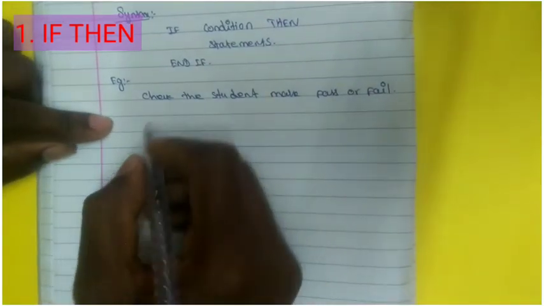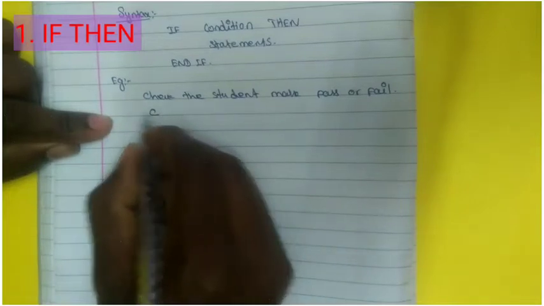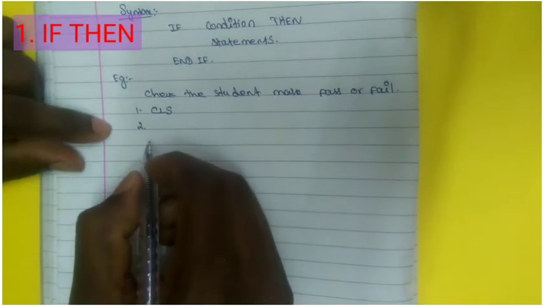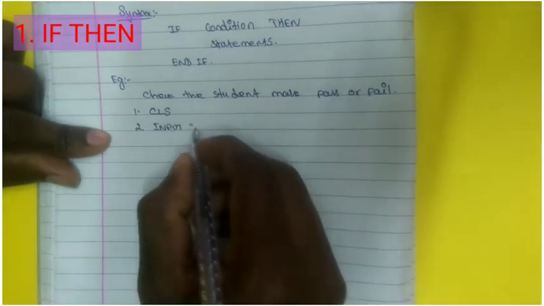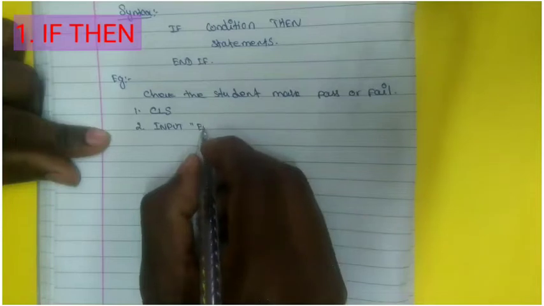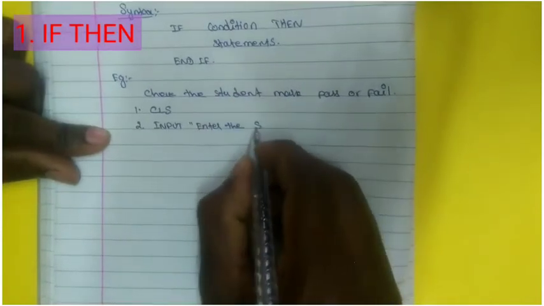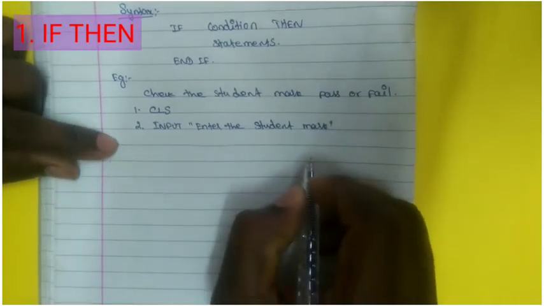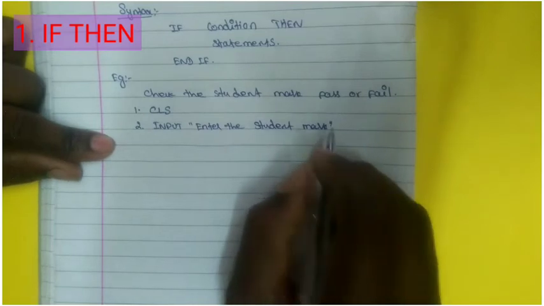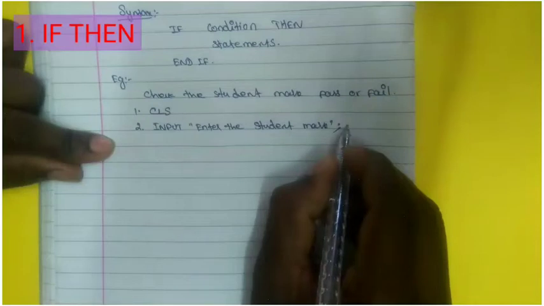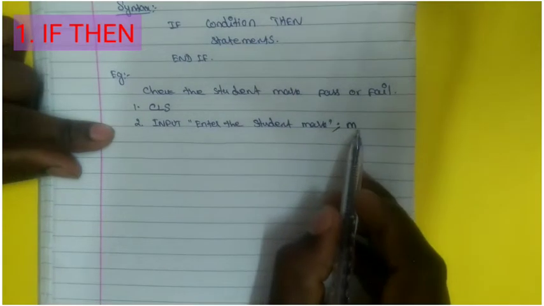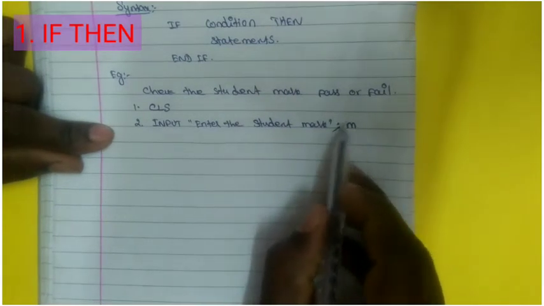In Qbasic, how to write a program? First step, CLS is clear screen. Next, we want to get the input, that is a mark, data from the user. So write input in double quotes, "enter the student mark". To get the data at the time of execution, for example, I am writing small m for mark. This gets the input data from the user at the time of execution.